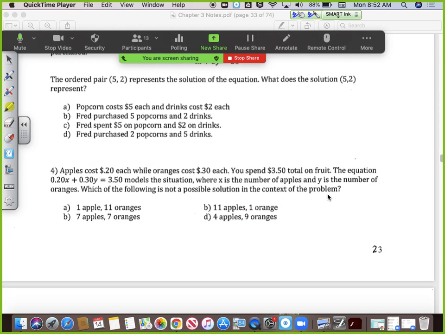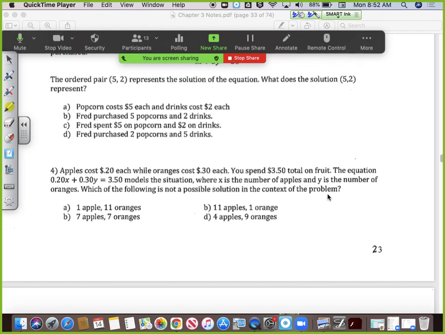And then number 4, apples cost 20 cents each while oranges cost 30 cents each. You spend a total of $3.50 on fruit. The equation 0.20x plus 0.30y equals 3.50 models the situation where x is the number of apples and y is the number of oranges. Which of the following is not a possible solution in the context of the problem?